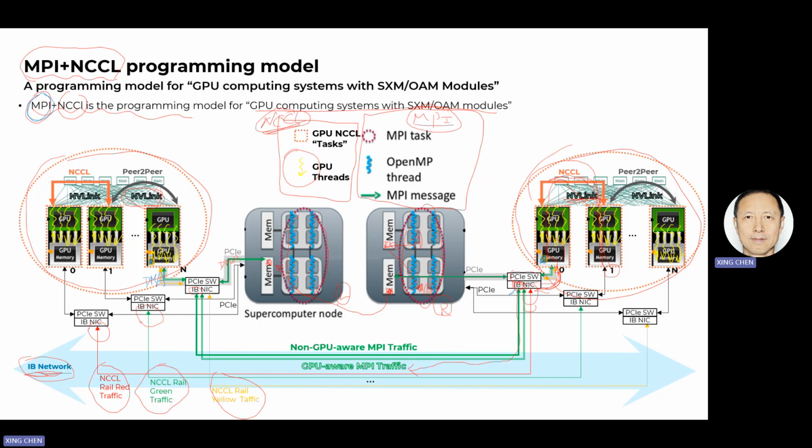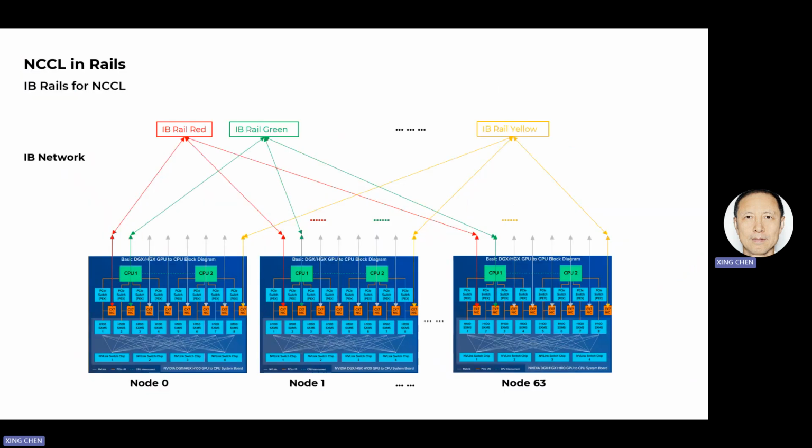That means that the network for the NCCL communication should also be in rails. I'm going to use this example to explain this point. Suppose you have 64 nodes, and in each node you have 8 GPUs, and you have 8 InfiniBand adapters. This is the InfiniBand adapter. You have 8 InfiniBand adapters.